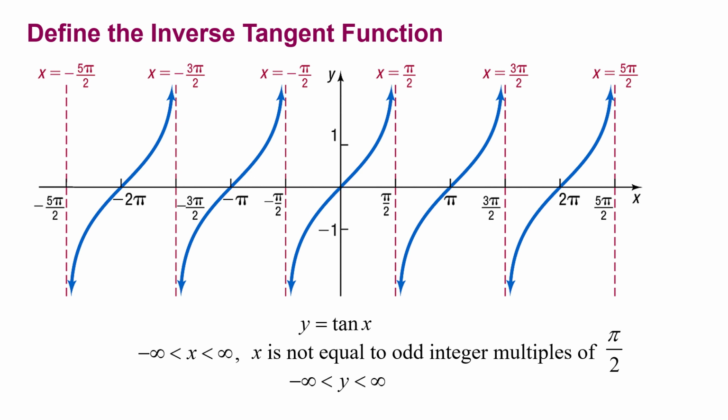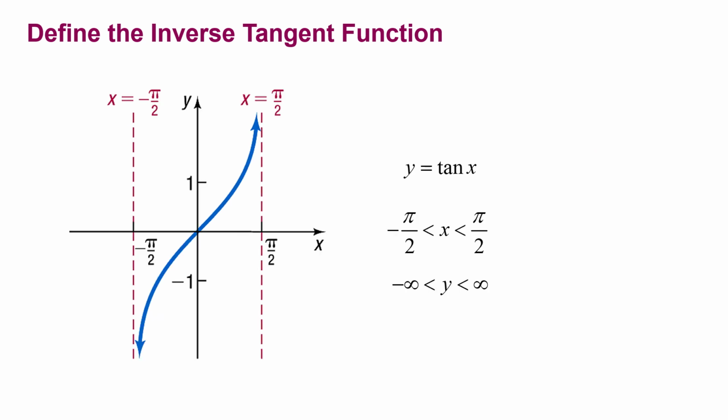So in order to define the inverse tangent function, we need the tangent to be 1 to 1. So then to define the inverse tangent function, we restrict the domain of the tangent function to be negative pi over 2 to pi over 2, not inclusive. And this segment of the tangent function will be 1 to 1, passes the horizontal line test.